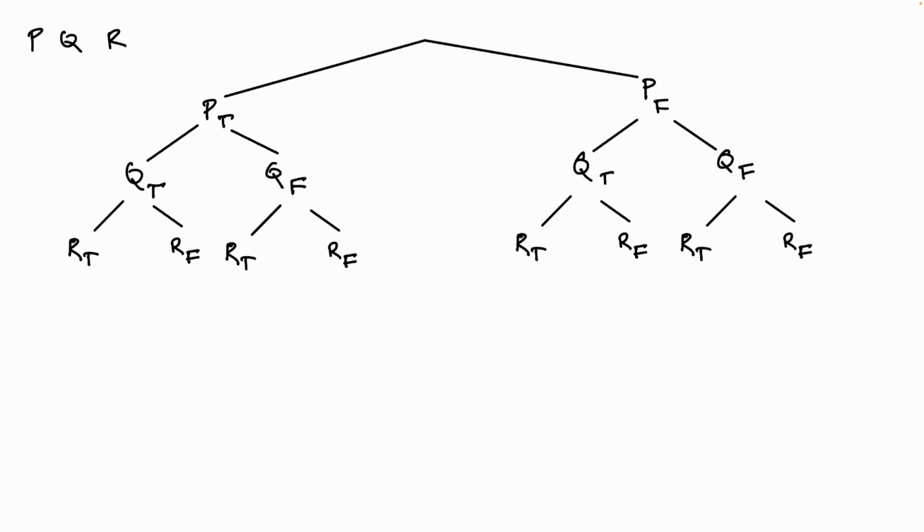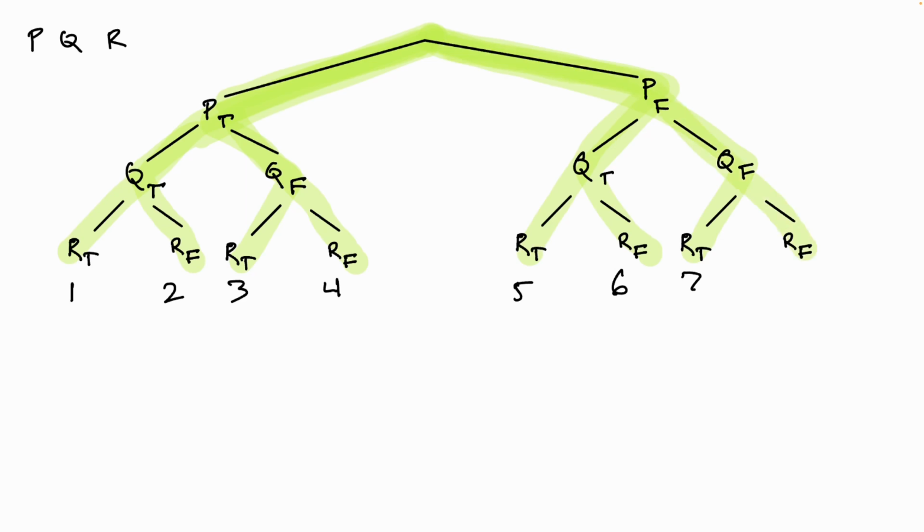One path is to make P true, Q true, and then R true. So that's one possible valuation of those atoms. Another path is to make P true, Q true, and then R false. That's another possible valuation. A third path is to make P true, Q false, and then R true, and so on and so forth. The 8 paths down the tree capture all the possible ways of assigning truth values to the atoms P, Q, and R.